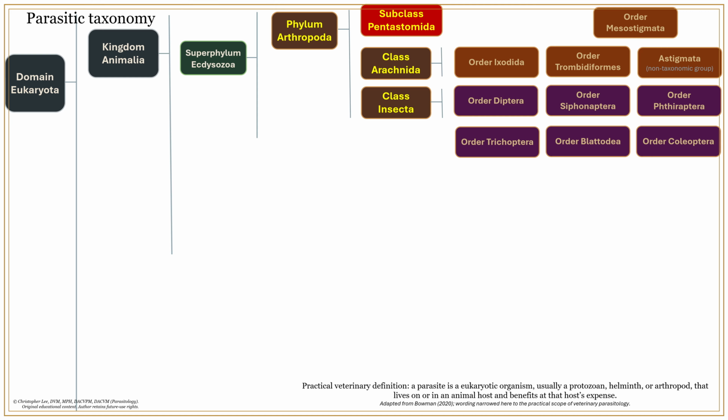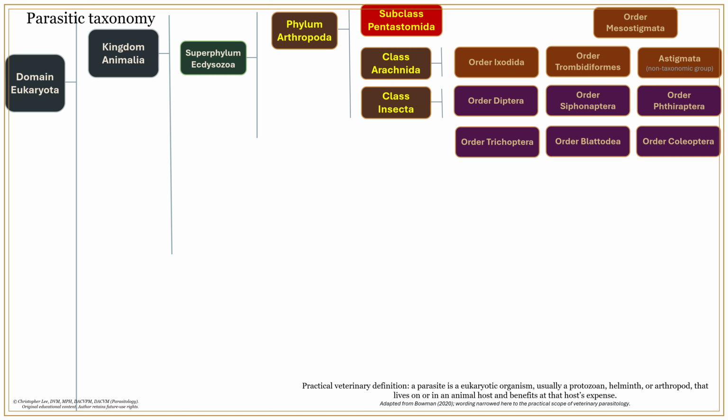Within Arthropoda, the groups that matter most in this module include insects, arachnids, and pentastomes. Insects include flies, mosquitoes, fleas, lice, and other parasite-adjacent insects. Arachnids include ticks and mites. Pentastomes, or tongueworms, are unusual arthropod-affiliated parasites that do not neatly fit into the everyday bug image, but they still belong as part of parasitology.